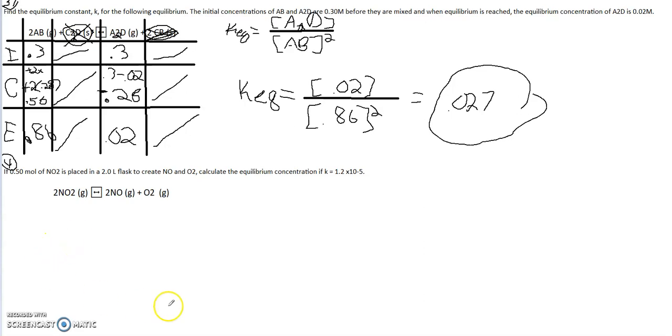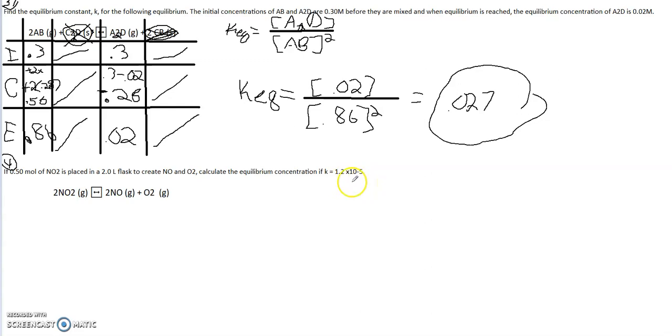Okay, so here's part 2, dealing with problem number 4. This problem is a little bit different than problem number 3, because if you read it, like you should always do first and foremost, it says, if 0.5 moles of NO2 is placed in a 2-liter flask to create NO and O2, calculate the equilibrium concentrations if K equals 1.2 times 10 to the negative fifth.